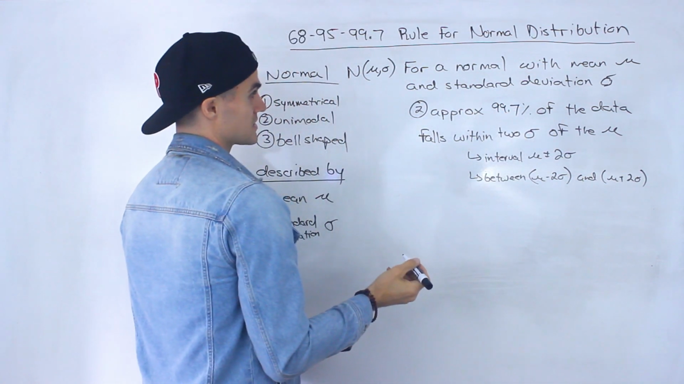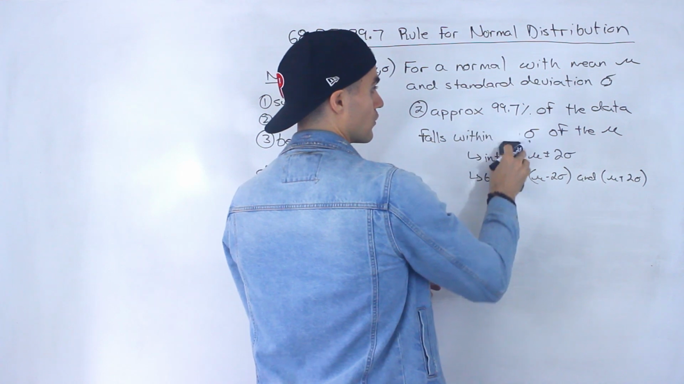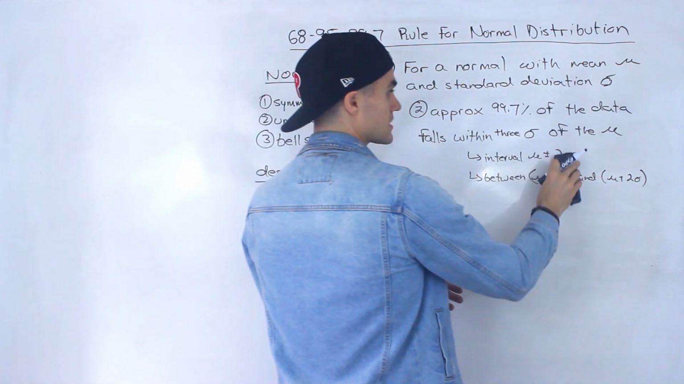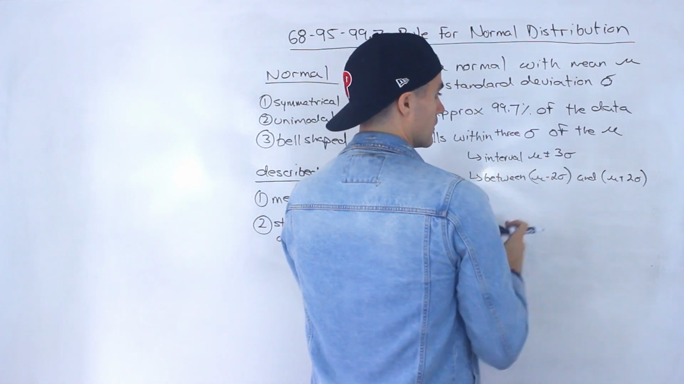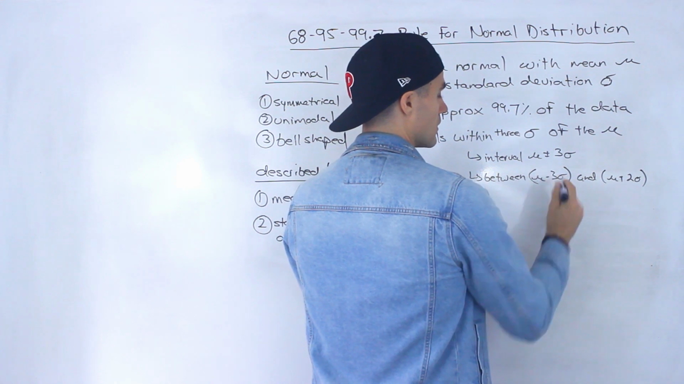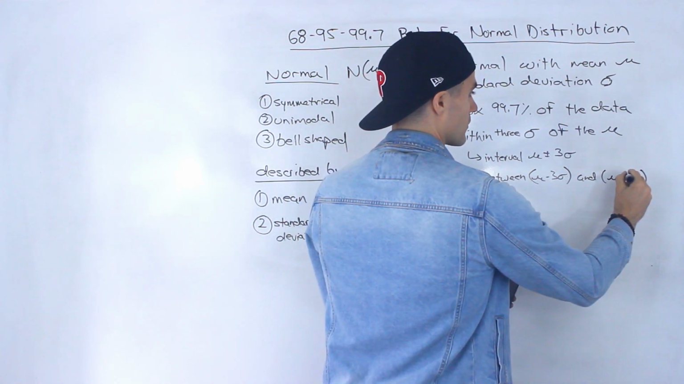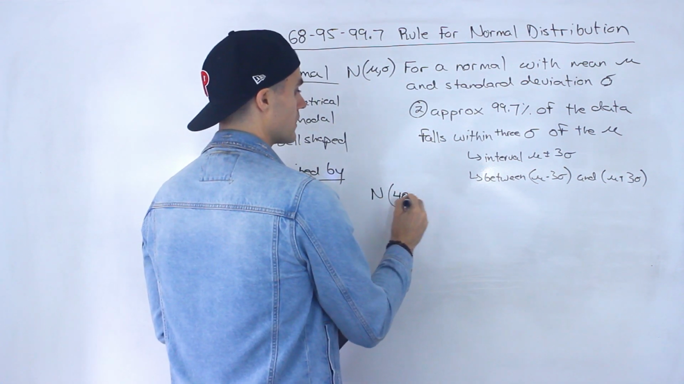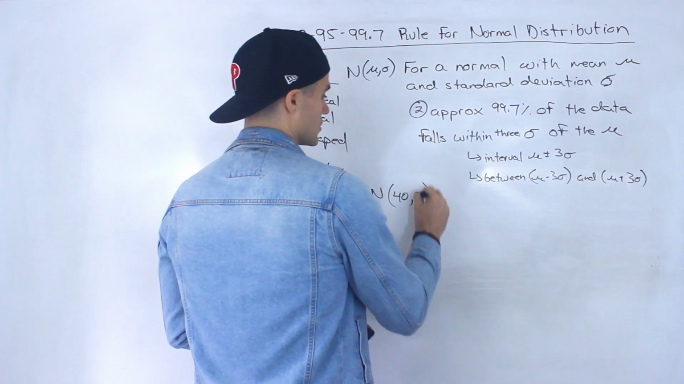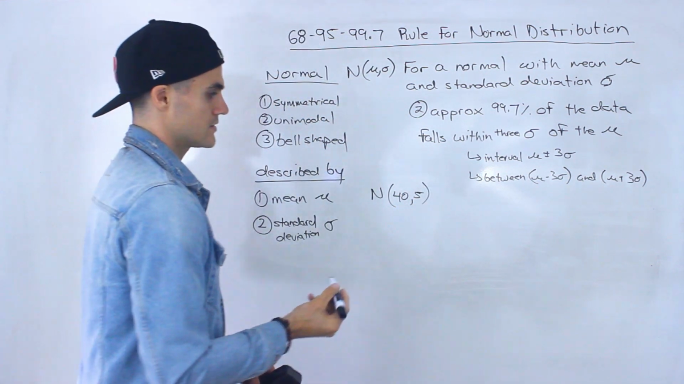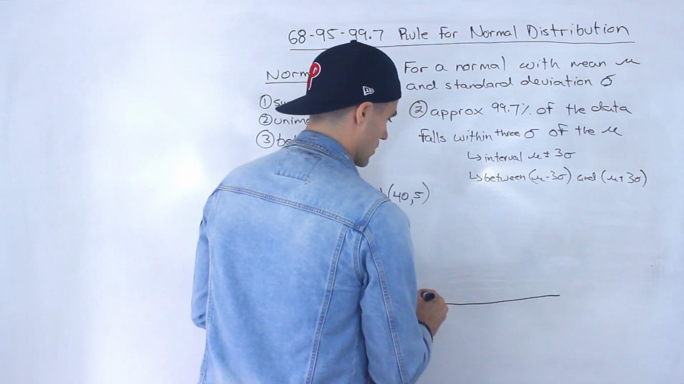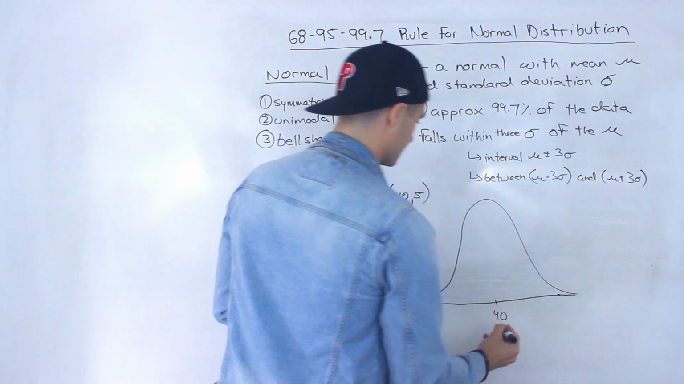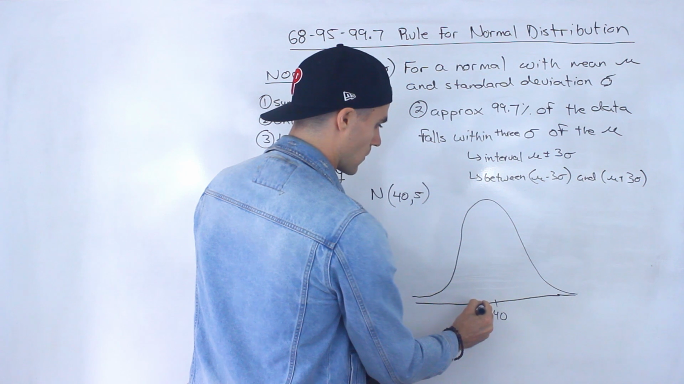So approximately 99.7% of the data falls within 3 standard deviations of the mean. So this here would be a 3. This here would be a 3. This here would be a 3. So let's maybe use a different normal. So let's say we got a normal with a mean of 40, and a standard deviation of 5. So if we draw normal with these parameters, what we're going to have is 40. I'm going to keep it a little compact here just to show all 3 standard deviations.